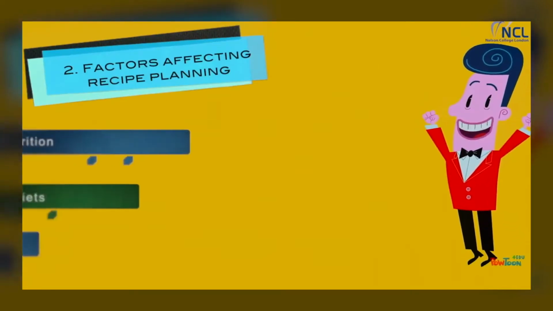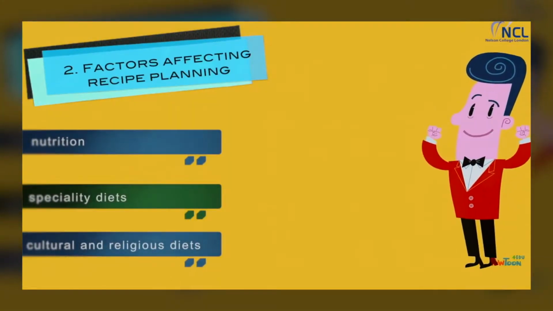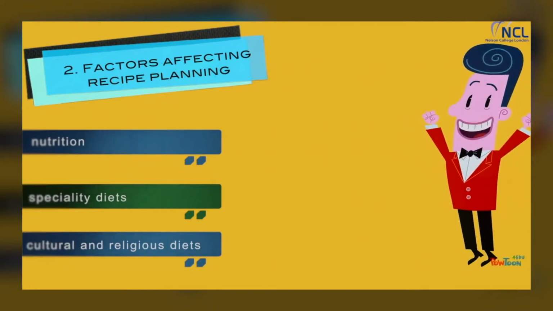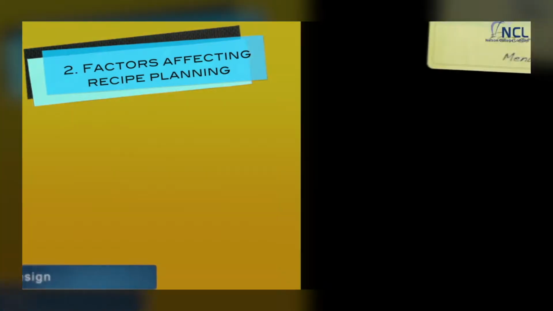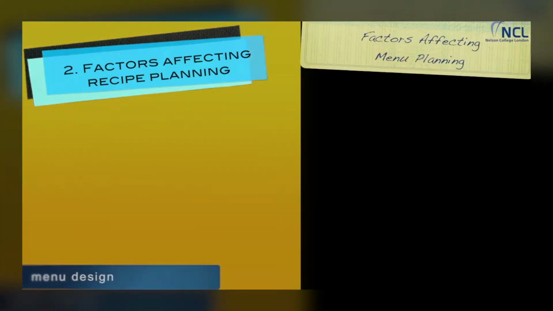And in the second part, we will talk about factors affecting recipe planning, and they are nutrition, specialty diets, and cultural and religious diets. So, let's start with designing menus.